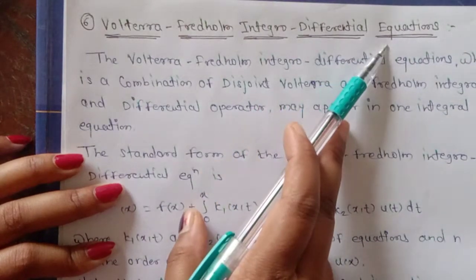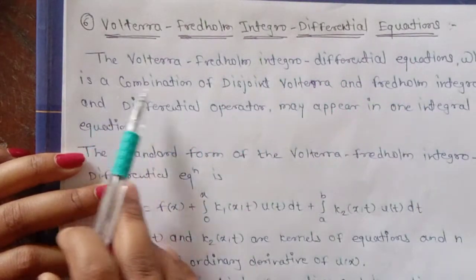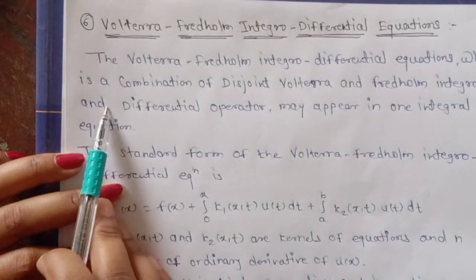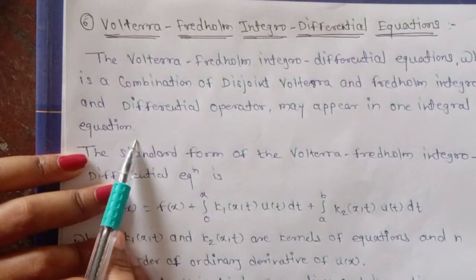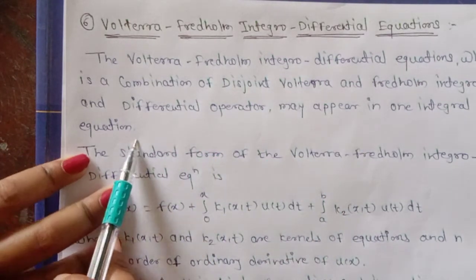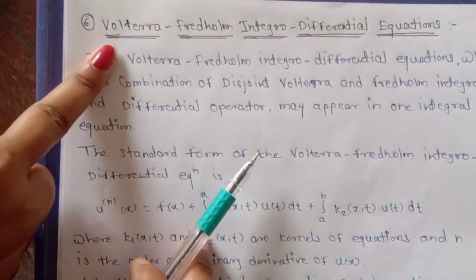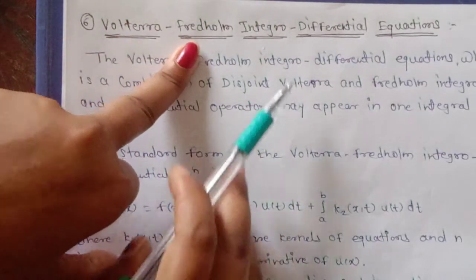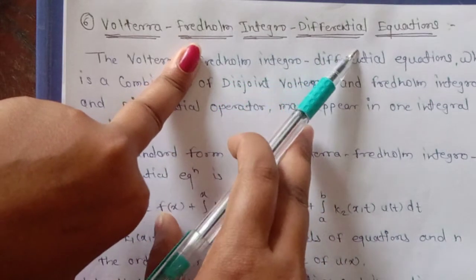Volterra-Fredholm integro differential equation. The Volterra-Fredholm integro differential equation, which is a combination of disjoint Volterra and Fredholm integrals and differential operator, may appear in one integral equation. Now look at here, this integral equation is a combination of a Volterra integral equation, Fredholm integral equation, and integro differential equation. We already know the concept of an integro differential equation.